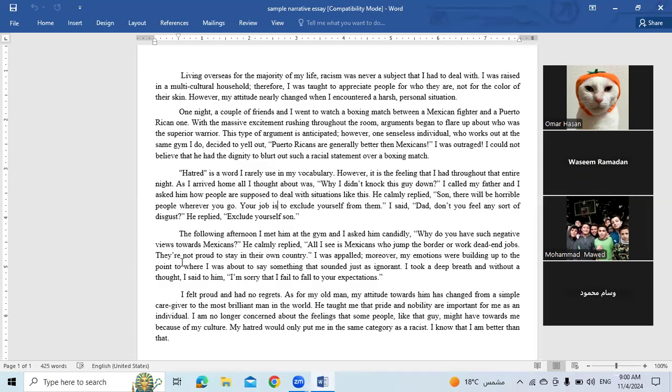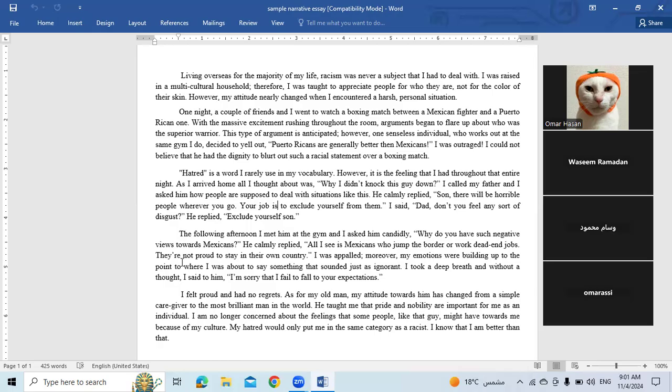Omar Hassan, paragraph 3. Hatred. Hatred is a word I rarely use in my vocabulary. However, it is the feeling that I had throughout that entire night. As I arrived home, all I thought about was why I didn't knock this guy down. I called my father and I asked him how people are supposed to deal with situations like this. He calmly replied, "Son, there will be horrible people wherever you go. Your job is to exclude yourself from them." I said, "Dad, don't you feel any sort of disgust?" He replied, "Exclude yourself, son."